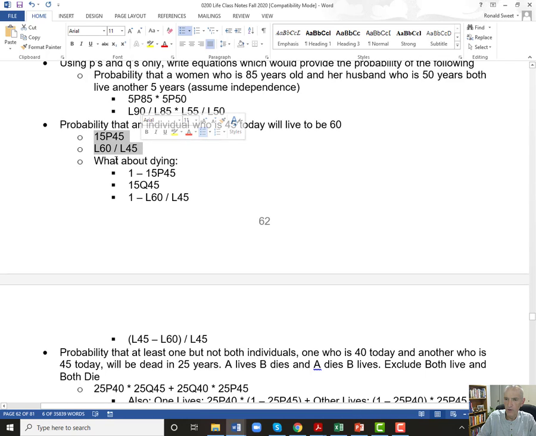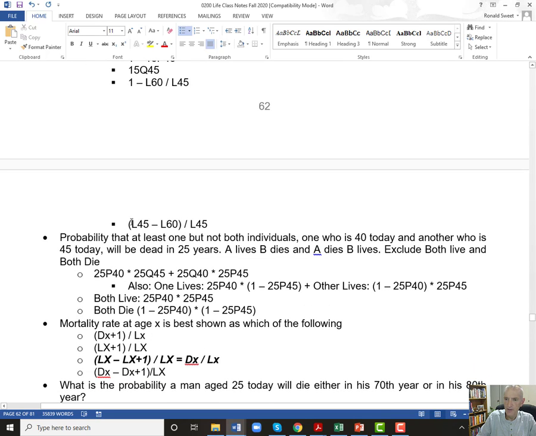So when you just have one person, the choices are living or dying, so that's when you can take 1 minus the other. And then again, you take L45 minus L60. You notice that the lower age goes first, always. L45 minus L60 over L45.